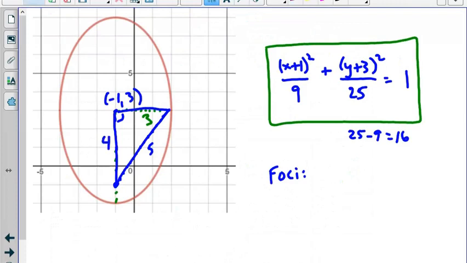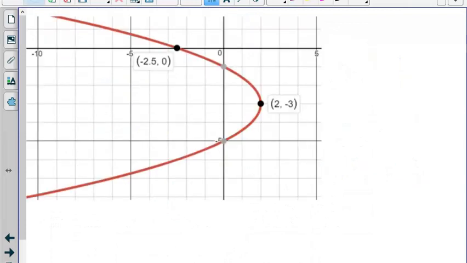So our distance from the center to the focus in the y direction, because it's stretched in the y direction, our distance to the focus is going to be 4. So that is distance up and down for the y value of 4. So (-1, -1) and (-1, 7) are our foci.